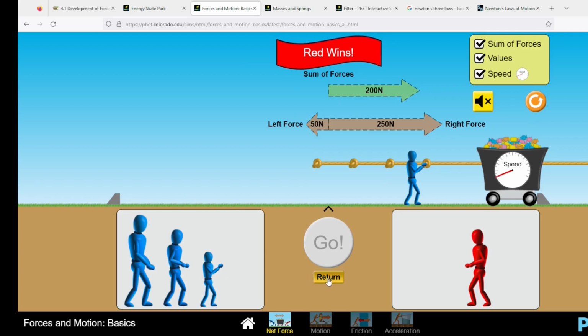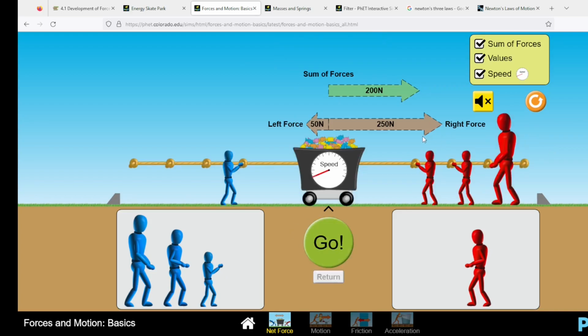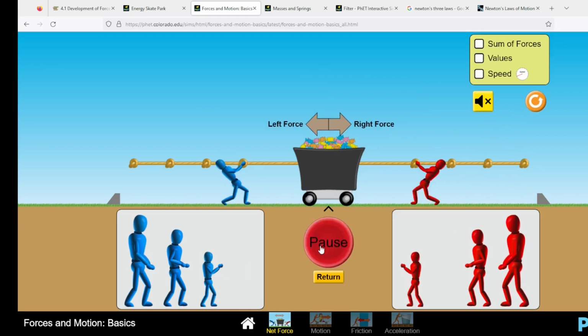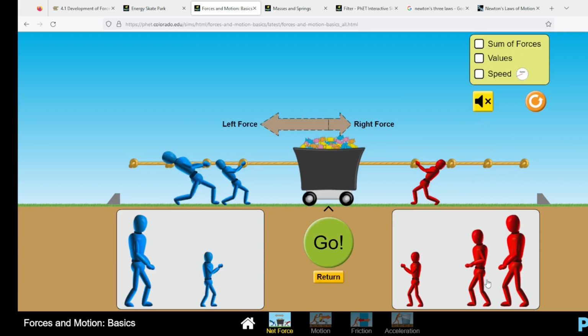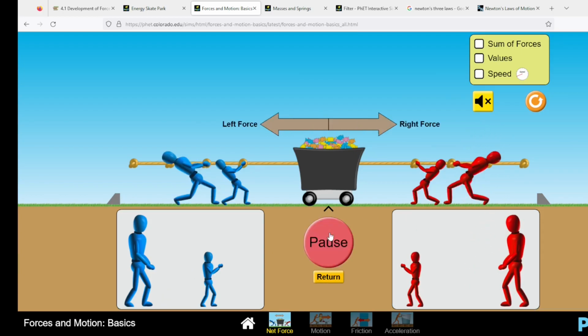So this gives us our basic concept of forces. Force is what gets things going. And in fact, it's net force. No net force, no go. And it doesn't matter if you put the same force on either side, press go, of course they're not going to go because the forces are knocking each other out.